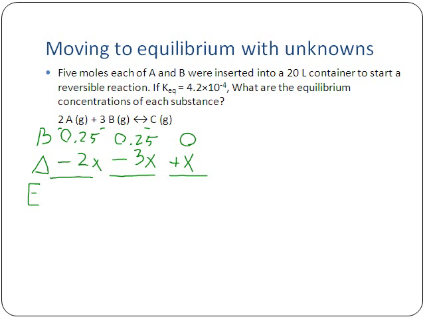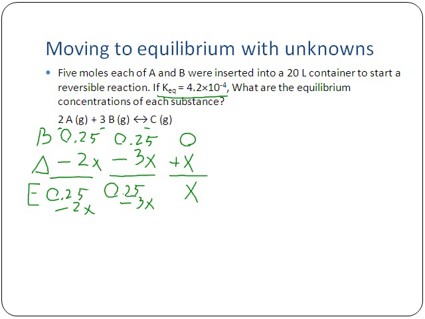So, do we know what the equilibrium concentrations are? Not the numbers for them, but we do know them in terms of x. C is going to be just x, so 0 plus x is x. B is going to be 0.25 minus 3x. The equilibrium concentration for A is going to be 0.25 minus 2x. Ooh, we don't like that, but that's what we've got for right now. The question is, what are the equilibrium concentrations for each substance? We know that KEQ is 4.2 times 10 to the negative fourth.